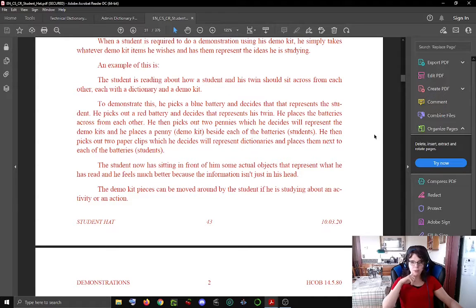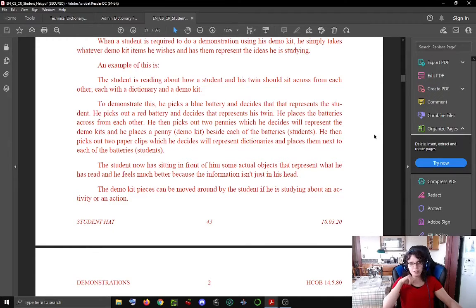He then picks out two pennies, which he decides will represent the demo kits, and places a penny or demo kit beside each of the batteries or students. He then picks out two paper clips, which he decides will represent dictionaries, and places them next to each of the batteries or students. The student now has sitting in front of him some actual objects that represent what he has read, and he feels much better because the information isn't just in his head.